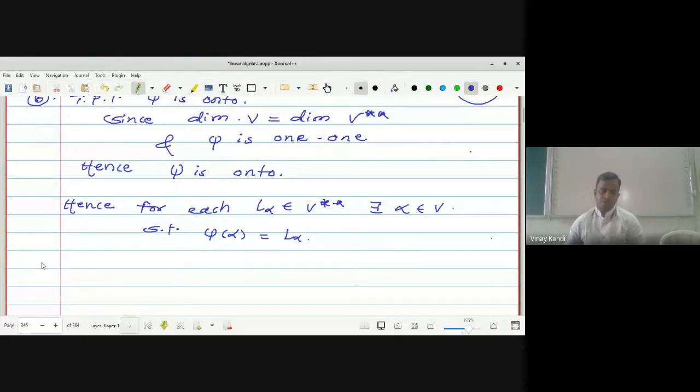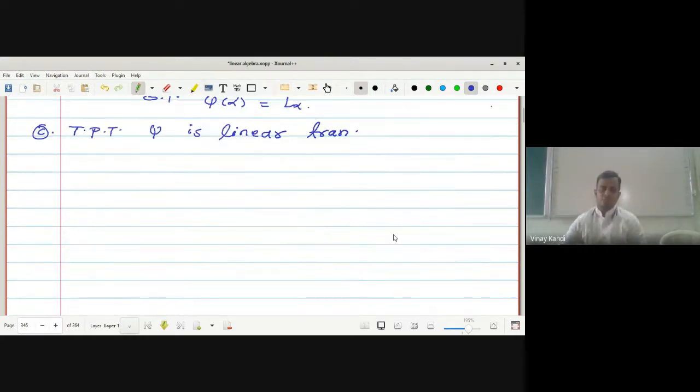Okay, now in the third step, we have to prove that this psi is linear transformation. Okay, now again take two vectors. Psi तुमचा फंक्शन कुठे आहे? V to V double star. ओके, फंक्शन कुठून कुठे लक्षात असायला हवं.